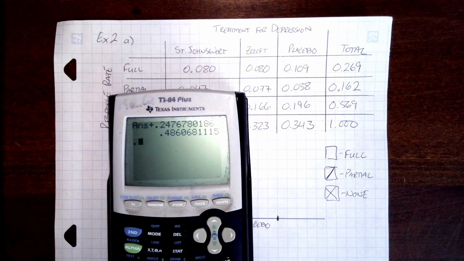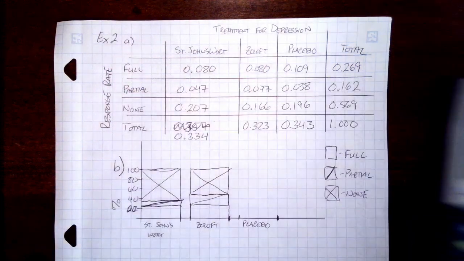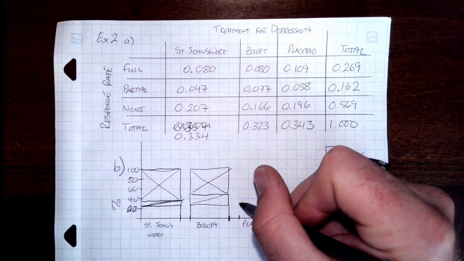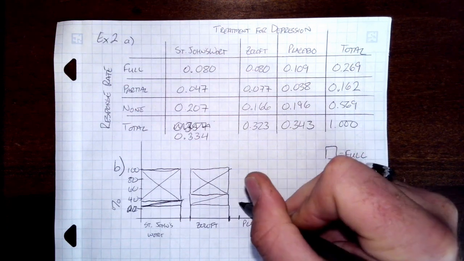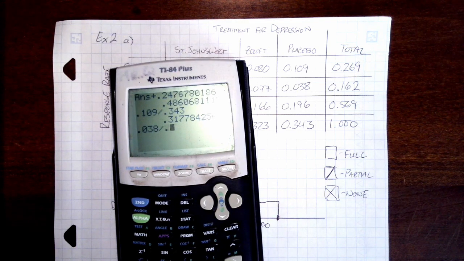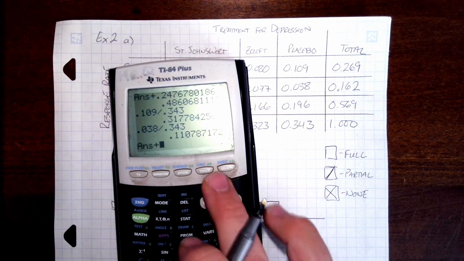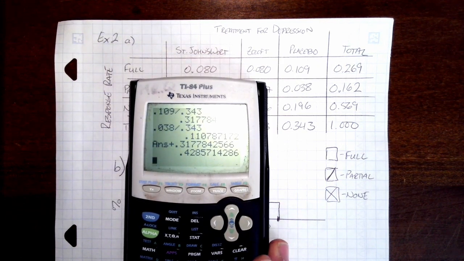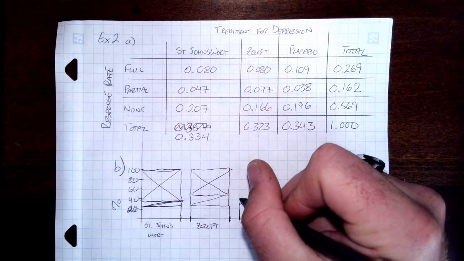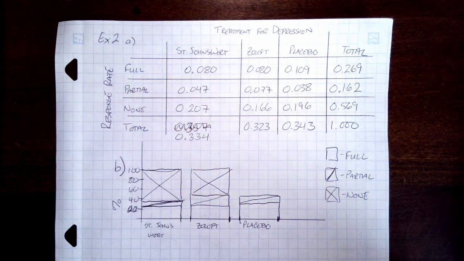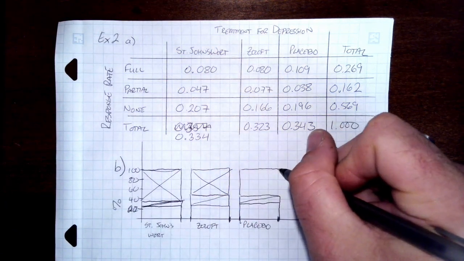And for the placebo, 0.109 out of 0.343, about 31.8%, 0.318. So 30% would be somewhere around there. Had full response, 0.038 divided by 0.343, and we will add that to our answer there. Gets us up to about 0.429. So somewhere in there is our partial response. And the rest had no response.